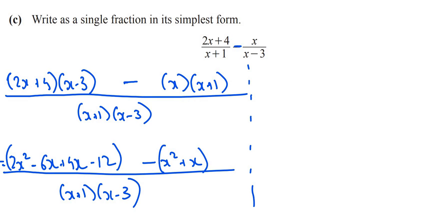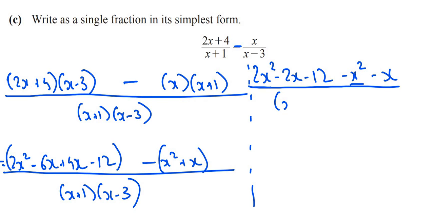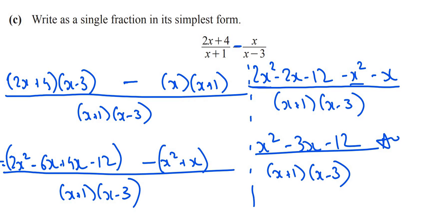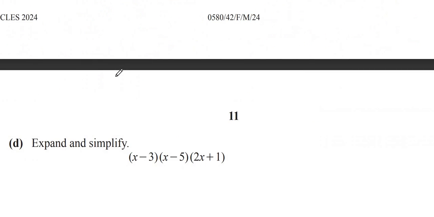So now we will solve it. This becomes 2x² − 6x + 4x, which is actually −2x, −12, −x² and −x. So −x², do not forget, upon (x + 1) and (x − 3). So 2x² − x² is x², −2x − x is −3x, and then you have −12 upon (x + 1) and (x − 3), and this is going to be your answer. I hope you guys were able to understand this question.